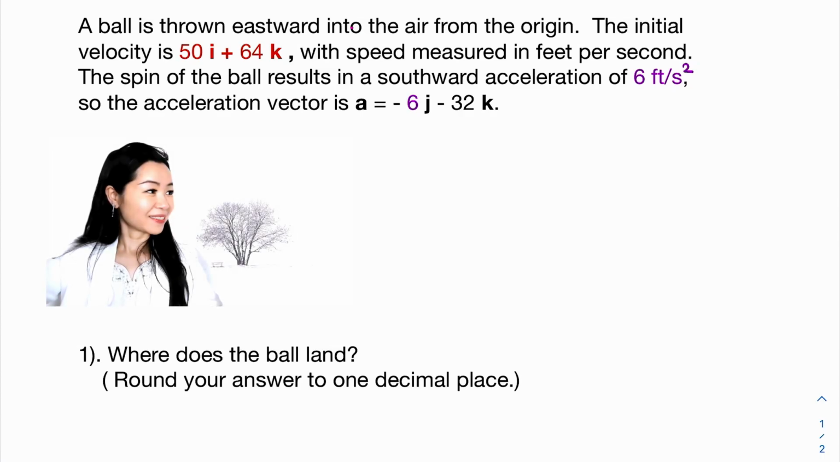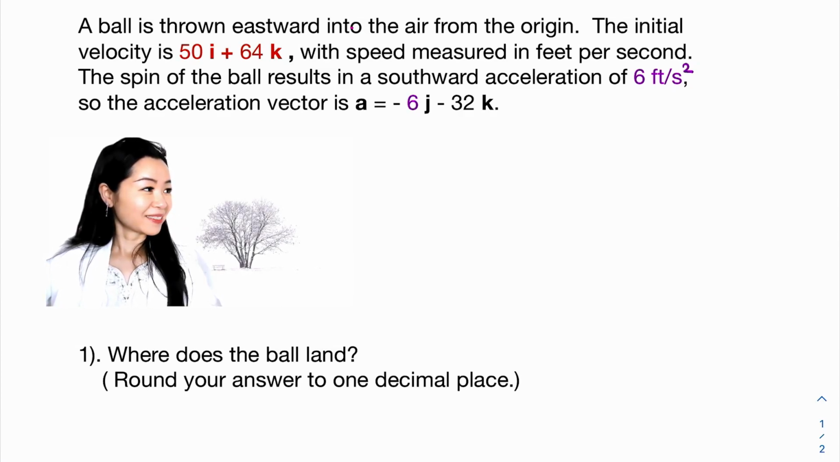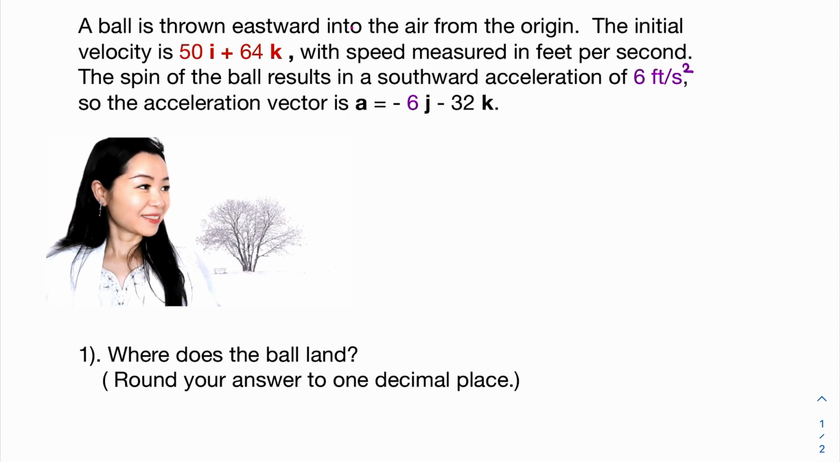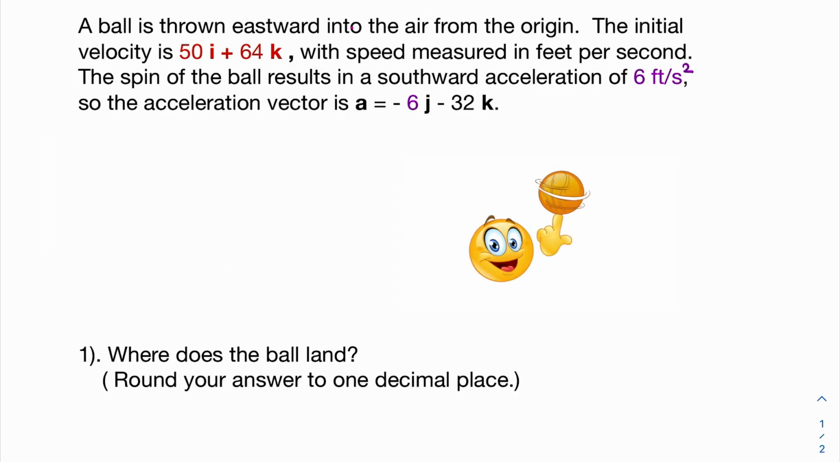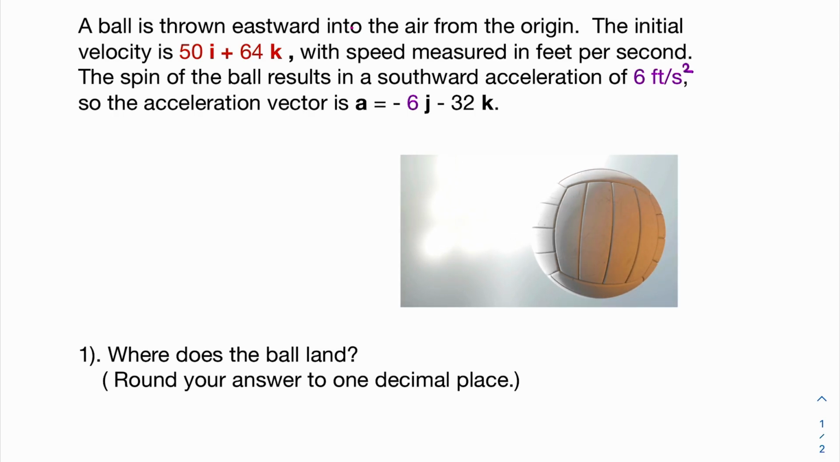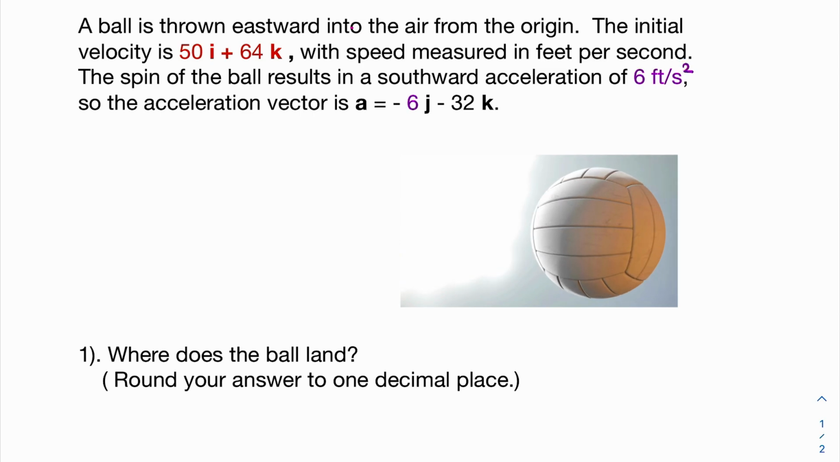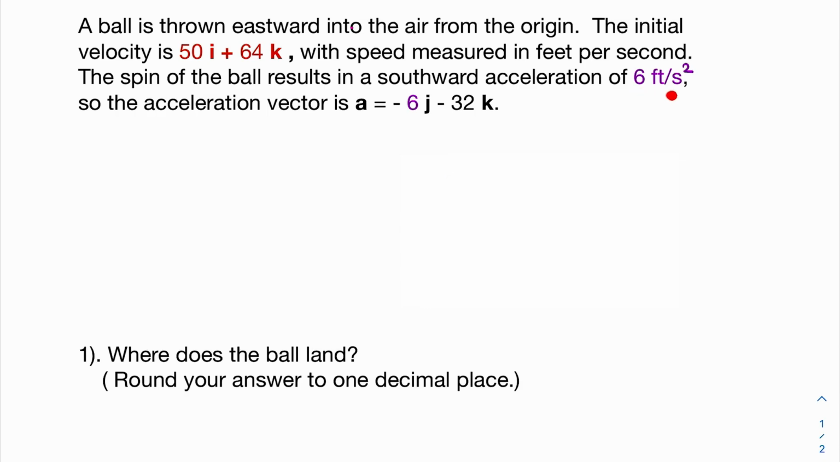Let's go over this problem. A ball is thrown eastward into the air from the origin. The initial velocity is 50i + 64k, with speed measured in feet per second. The spin of the ball results in a southward acceleration of 6 feet per square second. So the acceleration vector is a = -6j - 32k.